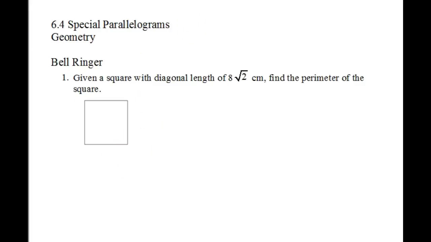And what we're told is that the diagonal in this square has a length of 8 square root 2. And our job is to find the perimeter. So in a square, we have all right angles. We also know that both sides are the same. So I've got a right triangle. So I'm just going to go ahead and use the Pythagorean theorem.